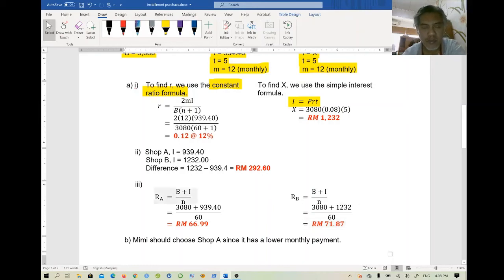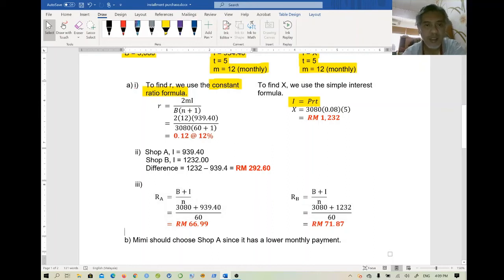So shop A monthly payment is 66 ringgit 99 cents, and for shop B the monthly payment will be 71 ringgit and 87 cent. Okay, itu adalah nilai bagi monthly payment untuk A dan B. Gunakan formula yang sama, cuma perbezaan kat sini adalah nilai interest dia adalah berbeza. So bila calculate ni kita akan dapatlah jawapan yang di bawah ni.